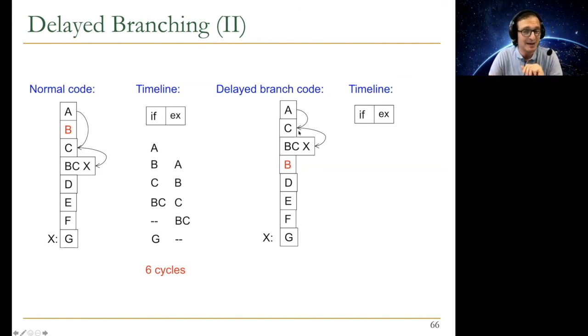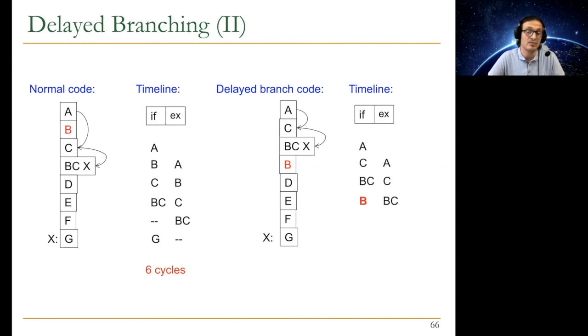Now, if you have delayed branching, if you change the semantics of the branch such that the next instruction after the branch is always executed, you have to fill that slot with an instruction that the branch doesn't depend on and where you don't violate the data dependencies also. So B looks like a very good target. So you move B under the branch. And this works perfectly in this particular case.